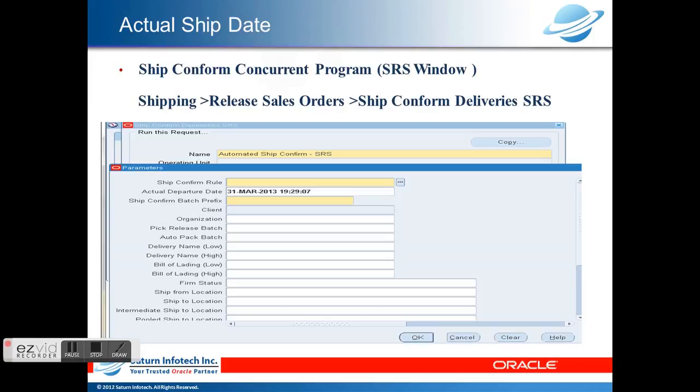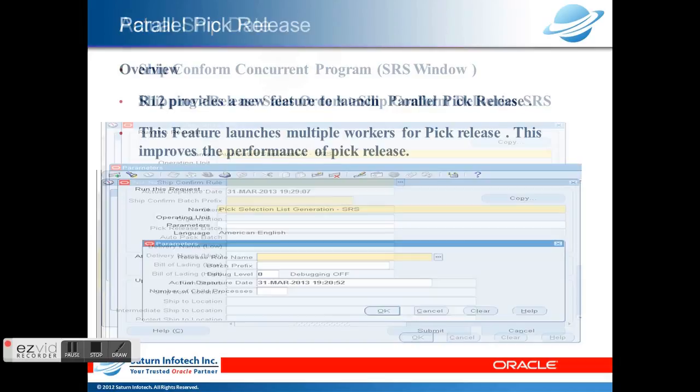Ship confirm concurrent program, which is nothing but the ship confirm deliveries SRS, or the actual name of the program is automated ship confirm SRS. In this program also this field has been given as an addition. The default is the current date, but you can override that with a past date or a future date.